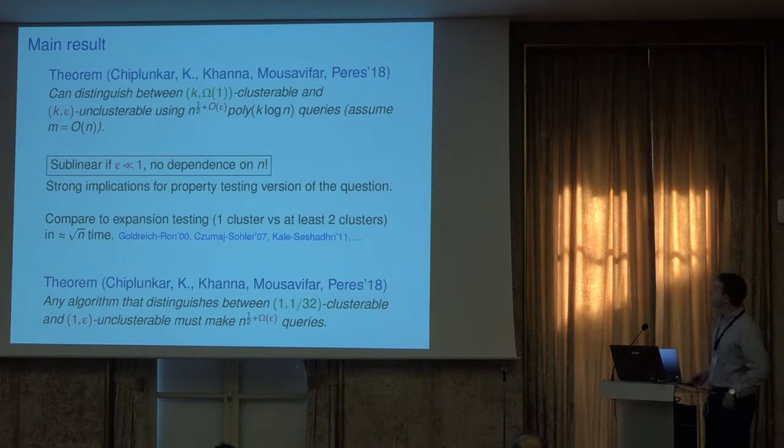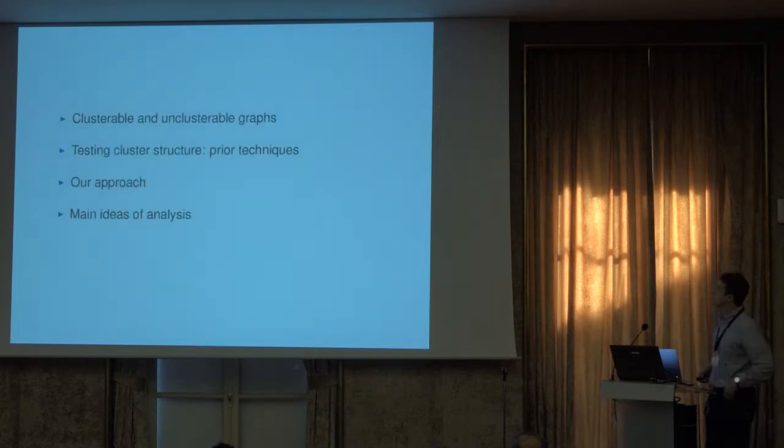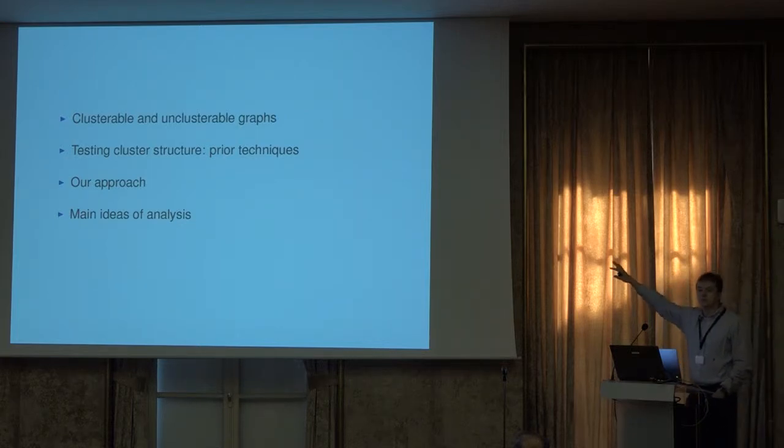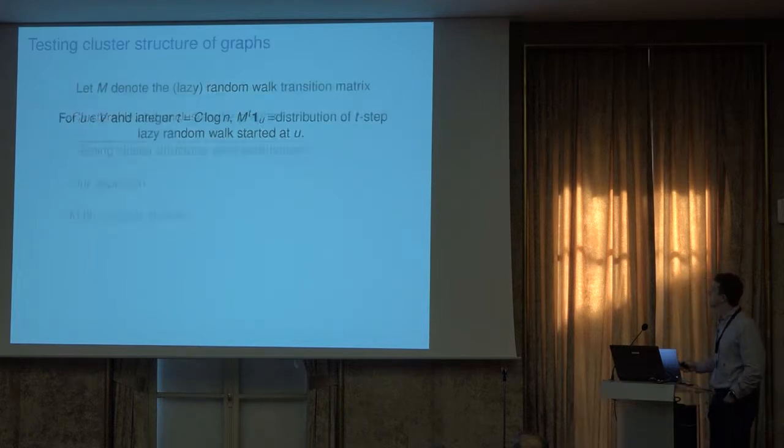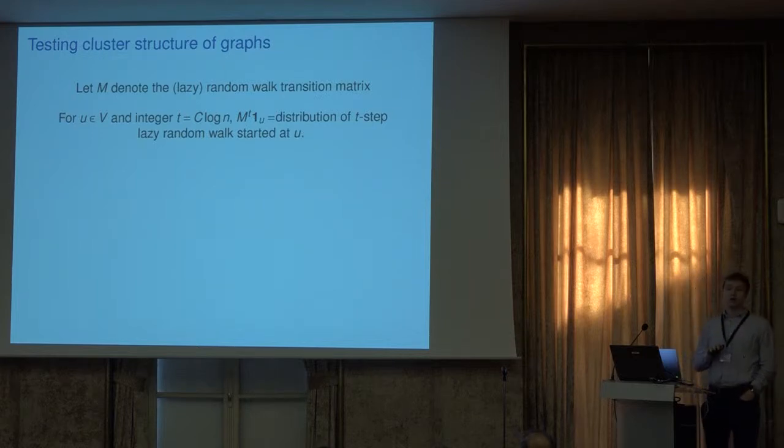So now let me tell you how we get there. Specifically, I will first talk about some prior techniques that have been developed for the problem of testing cluster structure, and then we'll talk about our approach and give some of the main ideas of the analysis. Okay, good. So first, we will assume that our graphs are regular. This is for simplicity, everything generalizes. And we will let M denote the transition matrix of the lazy random walk on our graph.